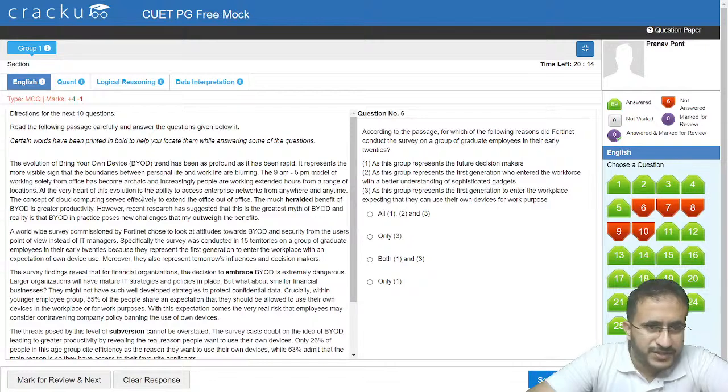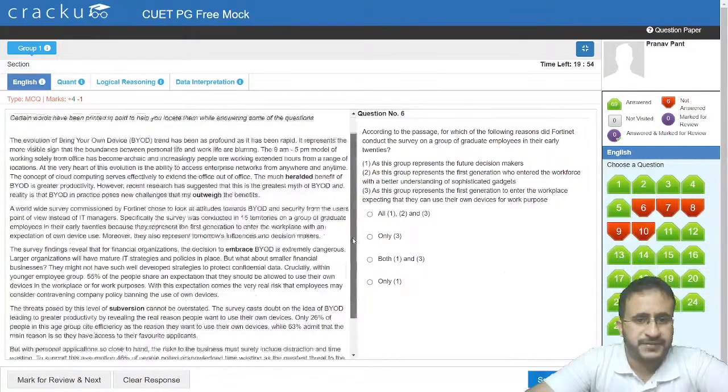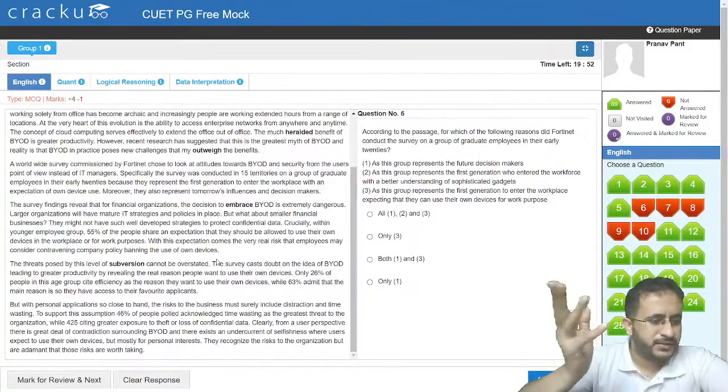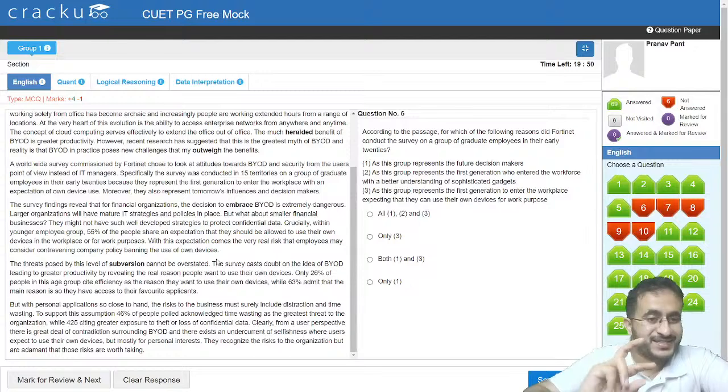At the very heart of this revolution is the ability to access enterprise networks from anywhere and anytime. The concept of cloud computing serves effectively to extend the office out of office. The much heralded benefit of BYOD is greater productivity. However, recent research has suggested that this is the greatest myth of BYOD, and the reality is that this in practice poses new challenges that outweigh the benefits. Benefits is like you can increase the productivity, but it says that the challenges are even worse.